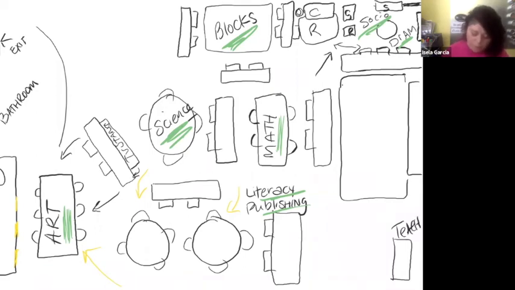So I'm going to make this a little library. So I might have some bean bags. I might put a little rug right there. And then maybe, let me do this. Let me erase that first. I'm going to do the shelf. So I'm going to put a little shelf right there.